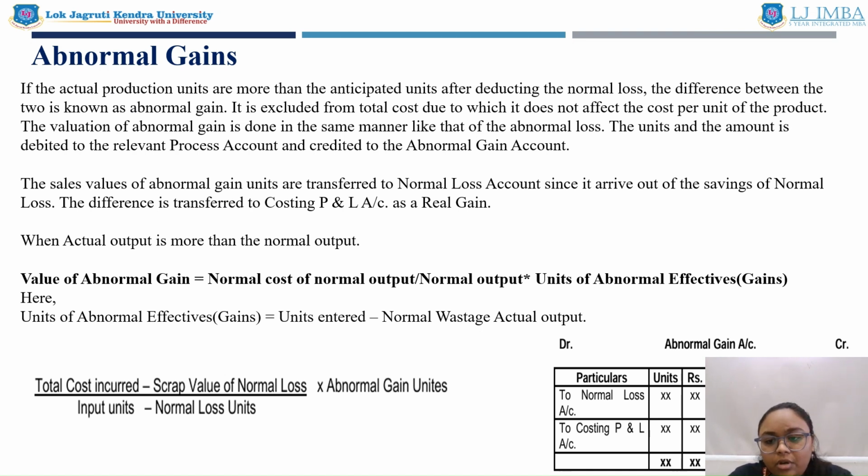Now on the right hand side you can see the proforma. First of all, on the debit side you will realize the normal loss, as it is considered a part of production. So first of all you will realize the normal loss. After that, the income from the abnormal gain. First the income from the abnormal gain, then you will realize your normal loss. After that the rest of the amount will be transferred to the costing and P&L account.